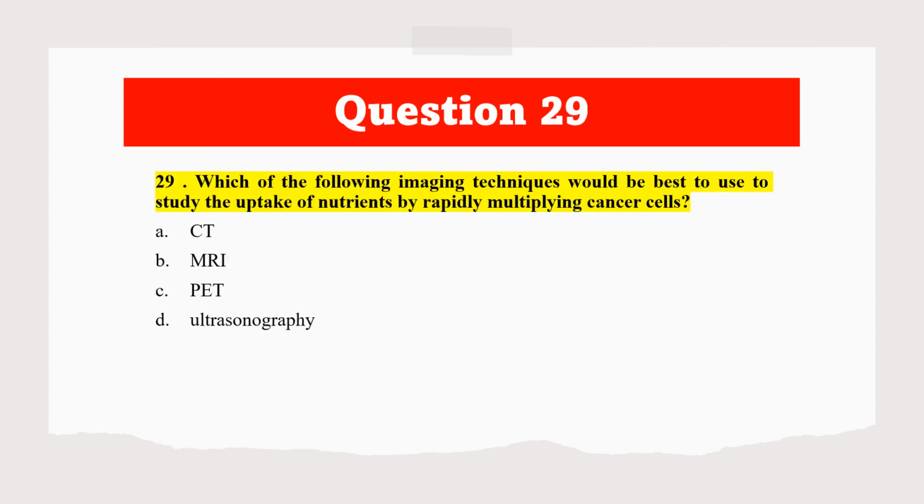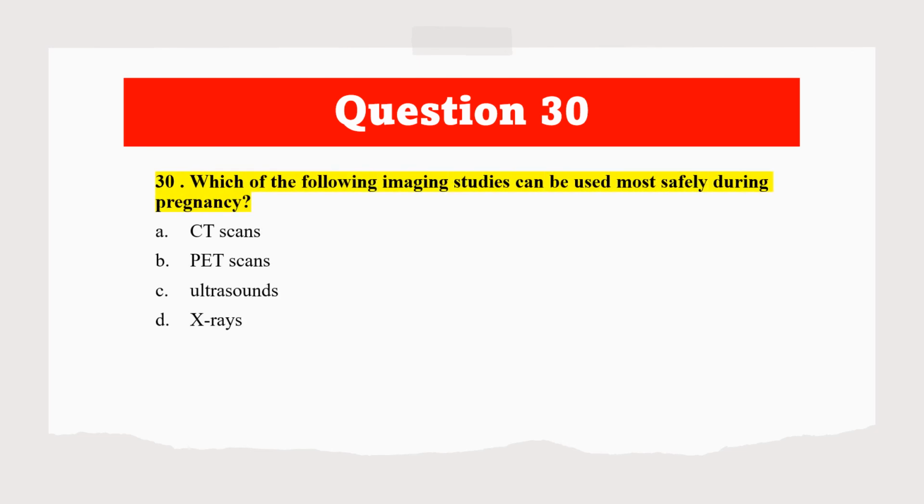Number 29. Which of the following imaging techniques would be best to use to study uptake of nutrients by rapidly multiplying cancer cells? Is it CT, MRI, PET, or ultrasonography? The answer is PET. Number 30. Which of the following imaging studies can be used most safely during pregnancy? CT scans, PET scans, ultrasounds, or X-rays? We all know this. It is ultrasounds.